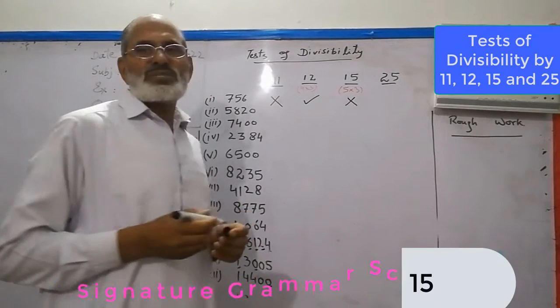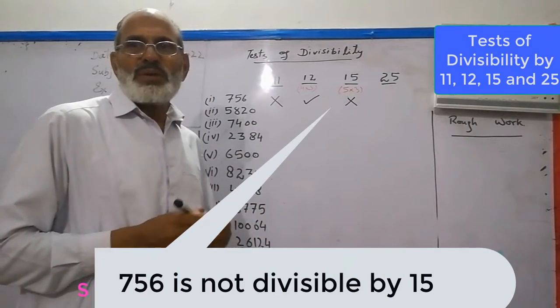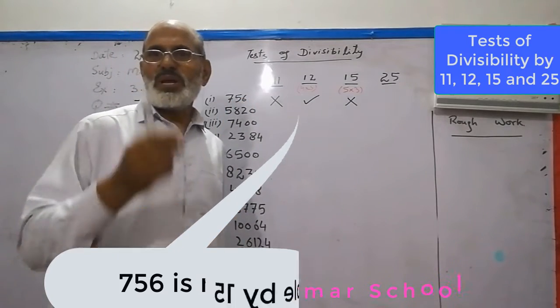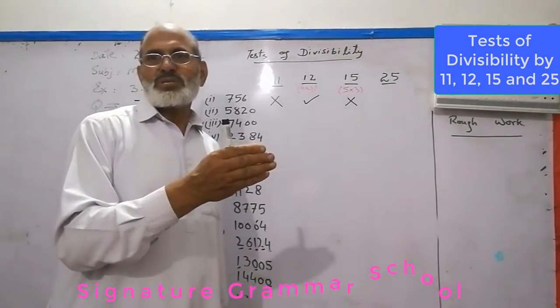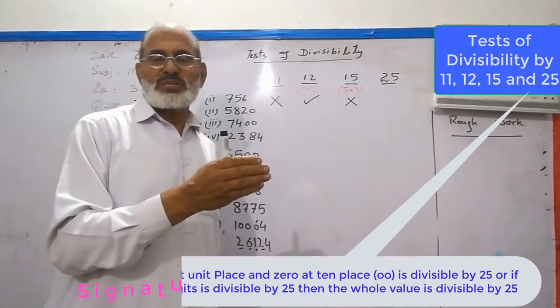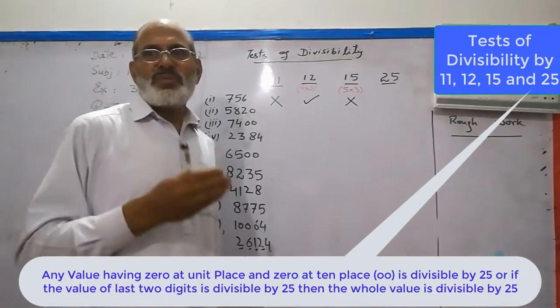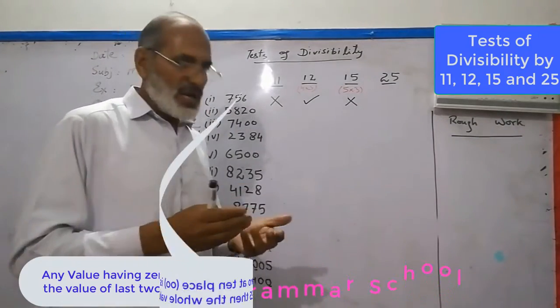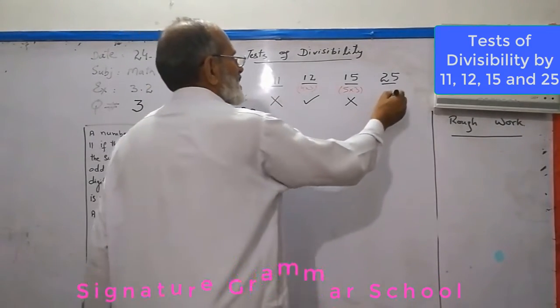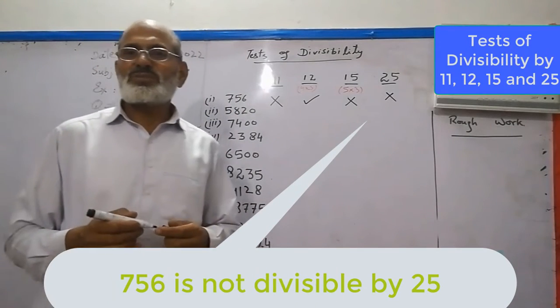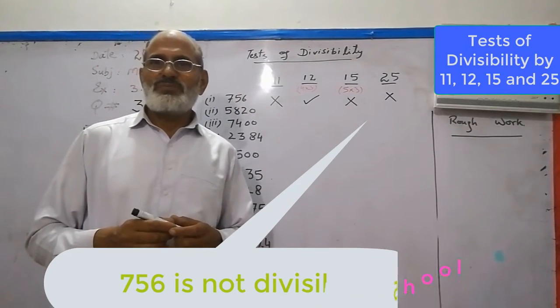And again, it's not divisible by 25. Because for 25, they require two 0s at the last, meaning at the unit place and the ten place, or the value at the unit place and the ten place should be divisible by 25. So these two conditions are not met. Therefore, I put here a cross and I declare that 756 is not divisible by 25.